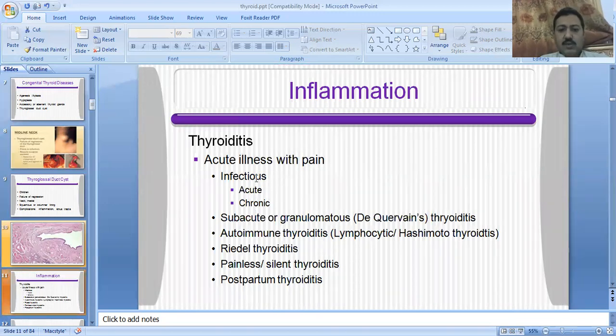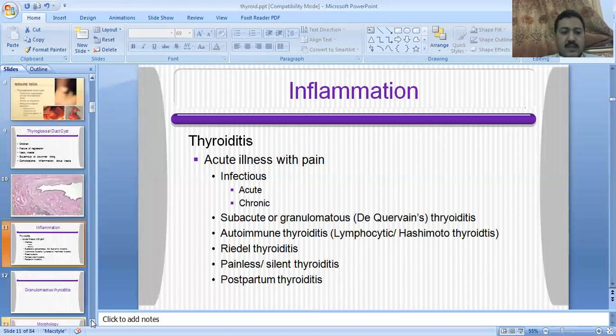One is acute thyroiditis and chronic thyroiditis because of infectious processes. The infections can be bacterial, viral, maybe fungal and others, and they cause acute and chronic thyroiditis. The other ones are subacute granulomatous or de Quervain thyroiditis, and autoimmune thyroiditis, which is also called lymphocytic thyroiditis, and Hashimoto thyroiditis. And the other ones are painless thyroiditis and postpartum thyroiditis. These are the 4 or 5 types by which we can classify thyroiditis. We will discuss them one by one.